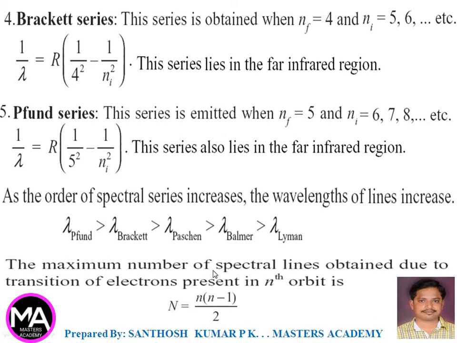Now, the maximum number of spectral lines obtained due to transition of electrons present in the nth orbit is given by n into n minus 1 by 2, where small n represents the nth orbit.